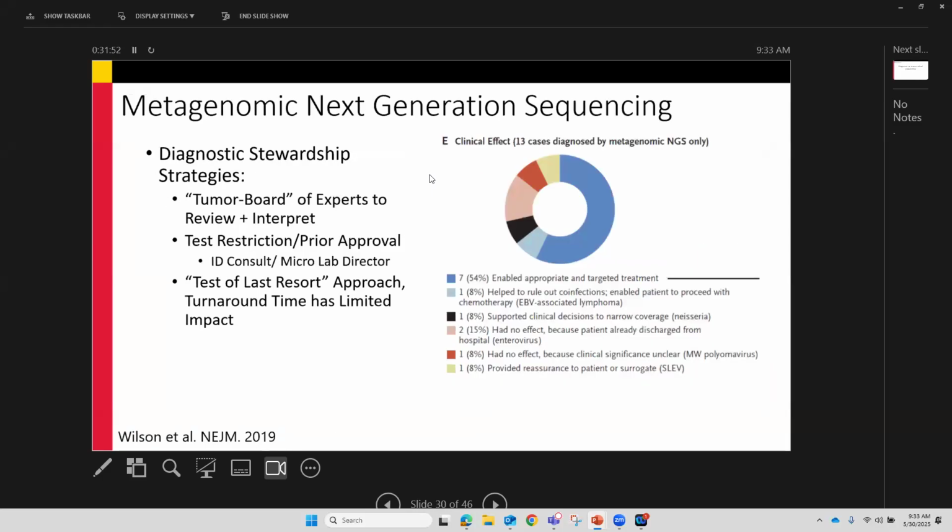Metagenomic sequencing, I'll just mention that because it's so expensive and of unclear benefit in many situations, it's really been handled in a very expert way, either by having a tumor board of experts to review and interpret, or by having restrictions, like you have to call an ID doctor or a clinical microbiologist to get approval to send this out. I think this may not be the perfect way to do it, but it's the common approach right now to limit the cost of this being sent out when it often won't change management.